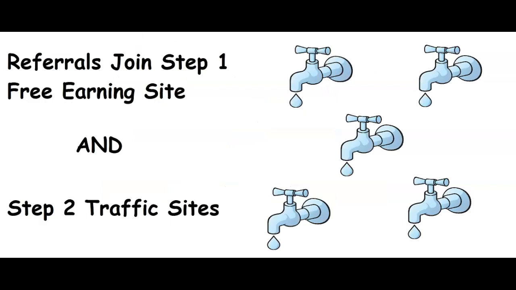By promoting the system, Simple Monthly Money, on the free traffic sites, then what's going to happen is you will start to build up some referrals coming into the system, and those referrals will join step number 1, the free earning site, using your referral link, and they are going to join step number 2, the free traffic sites, also using your referral link. And that then is going to increase the amount of cash flow. It's like having multiple dripping taps instead of just one.